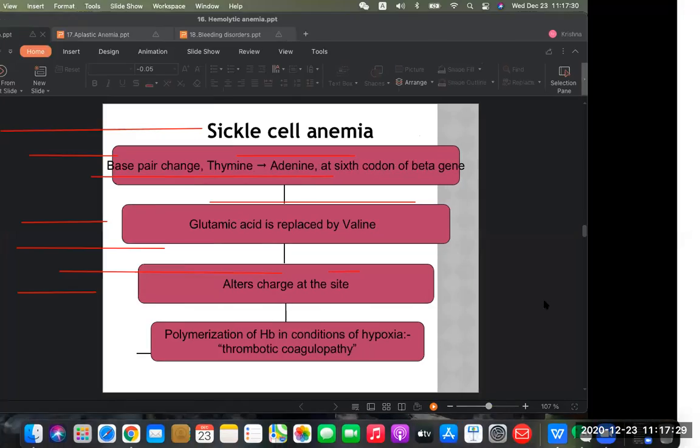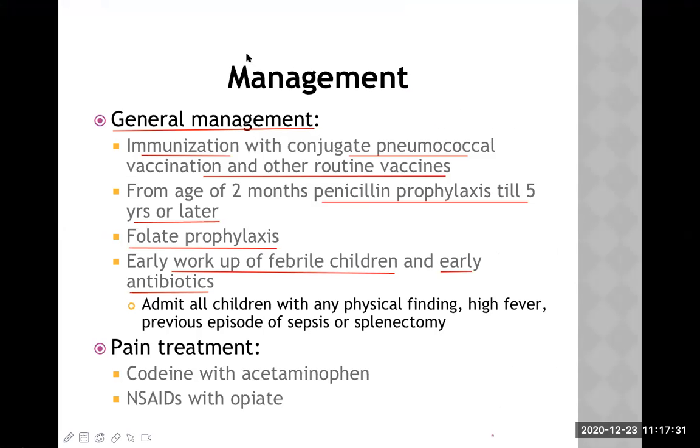If a child with sickle cell anemia develops fever, don't take it lightly. Take it very seriously until proven otherwise. What does that mean? I will consider bacterial infection in a child with sickle cell anemia until proven otherwise. So how can I prove this is a bacterial infection?